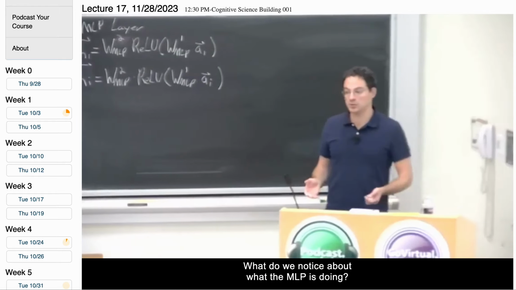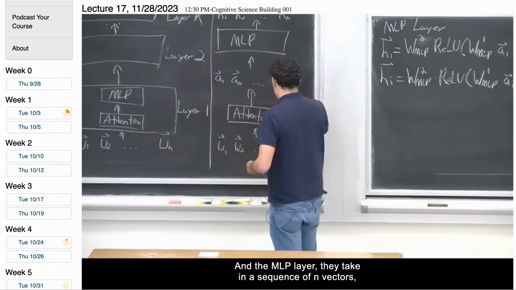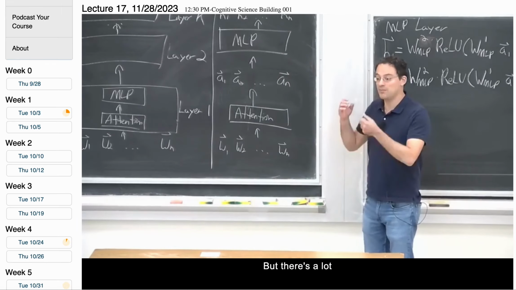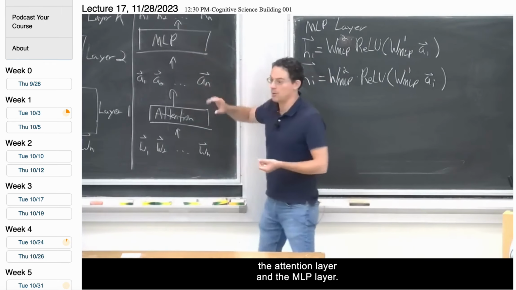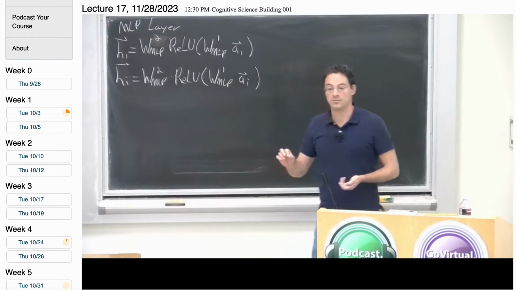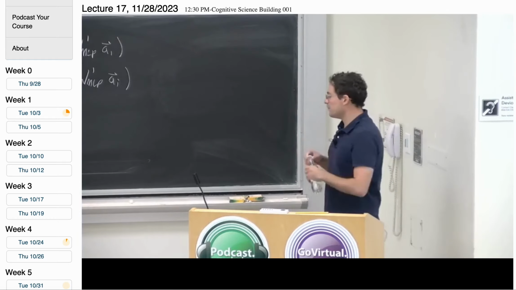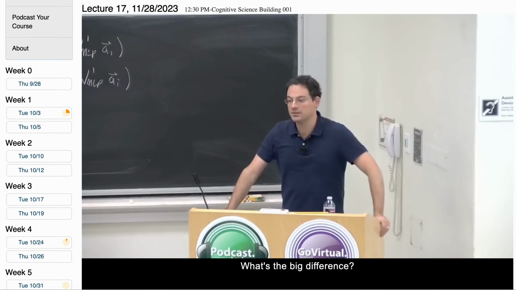So what do we notice about what the MLP is doing? Both the attention layer and the MLP layer take in a sequence of n vectors. There are a lot of little differences between these two layers, the attention layer and the MLP layer, but there's one very big difference between them. What's the big difference?